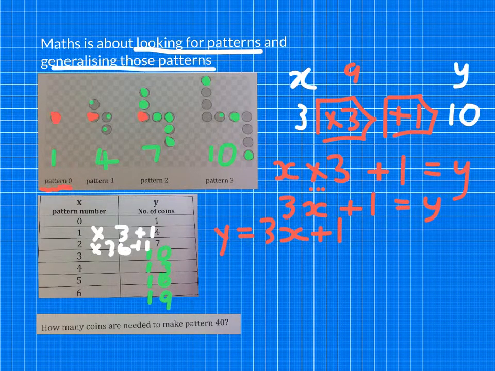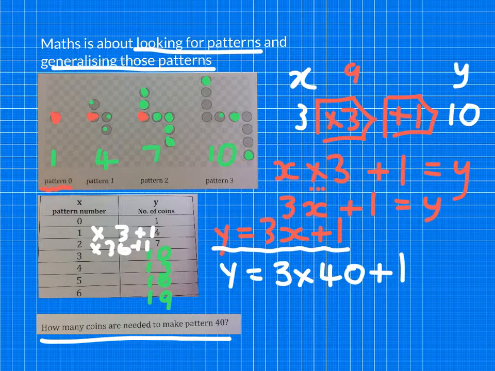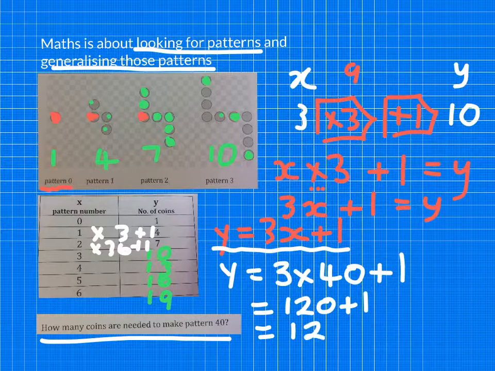Now, for example, if we want to find out how many coins are needed to make pattern number 40, we don't have to keep on drawing the next pattern and the next pattern. We can simply use the formula. Because we already know that to find the number of coins, or y, we have to do 3 times the pattern number. In this case, our pattern number was 40, plus 1, and there our answer will be easily calculated for us. 3 times 40 is 3 times 4, 12, plus a 0, and we add on 1 to the end. So the number of coins that will be used is 121 coins.